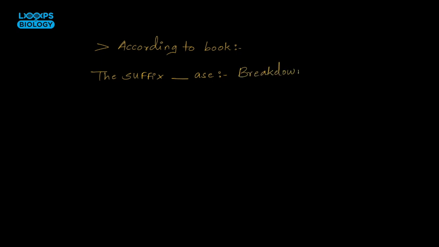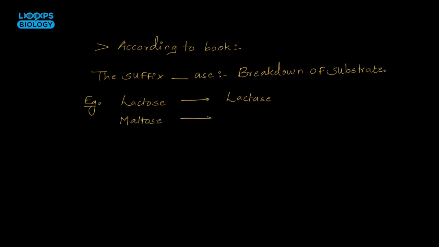So if I am moving to the book part, according to your book, whenever the suffix ase is used, then that is going to be the breakdown of substrate. The enzyme is going to break down a particular substrate. For example, if I am considering lactose, can you guess the name of the enzyme? That is lactase. If suppose maltose, the enzyme for maltose to break down is nothing but maltase. If suppose DNA, there is going to be DNase. Likewise, whenever I add ase at the end, that is going to break down a particular substrate. But is that true?